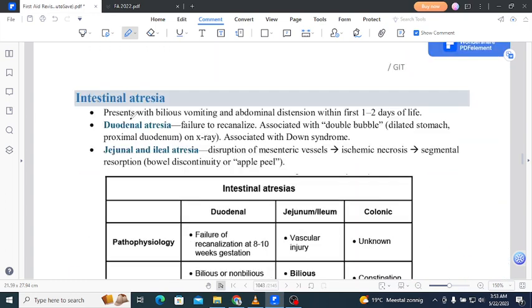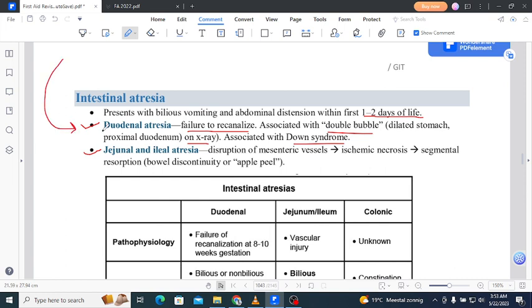The intestinal atresia presents with bilious vomiting and abdominal distension within 1 to 2 days of life. There are two types of atresia which are clinically significant. First one is duodenal atresia, and second one is jejunal or ileal atresia. In duodenal atresia, the problem is that there is a failure of the duodenum to recanalize. It is associated with the double bubble sign, dilated stomach and proximal duodenum on X-ray. It is associated with Down syndrome. So duodenal atresia is associated with Down syndrome.